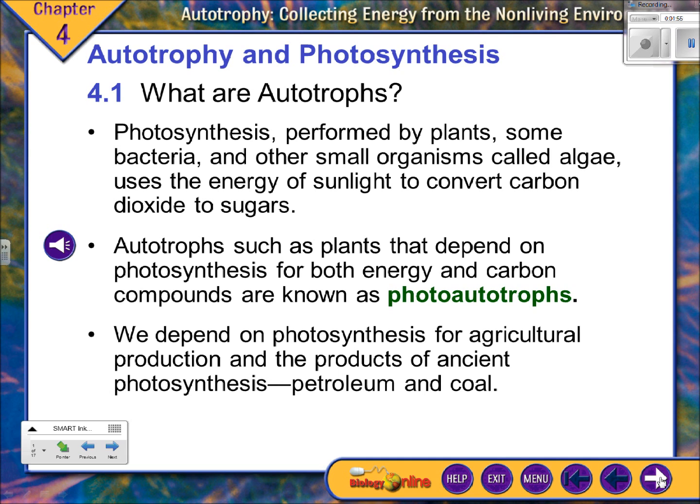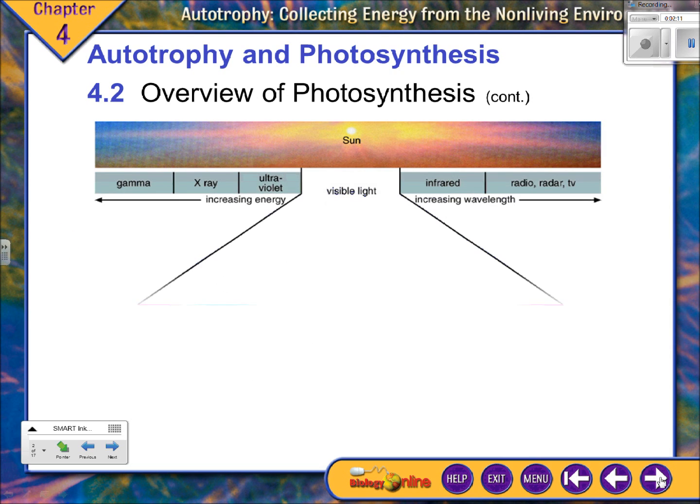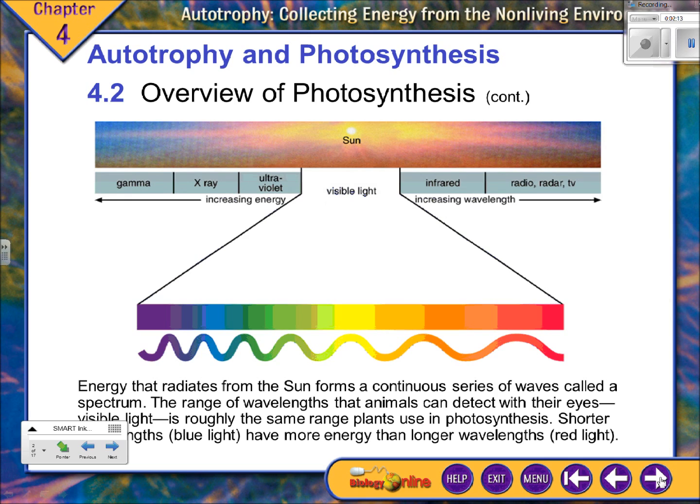We depend on photosynthesis, obviously, for growing our food, but then also for our own fuel sources. For example, coal comes from decayed prehistoric plant life. Tar also. Oils come from prehistoric animal life.